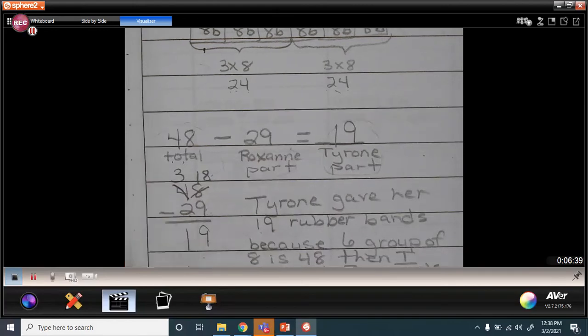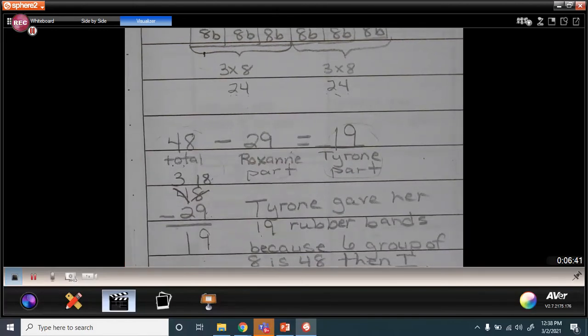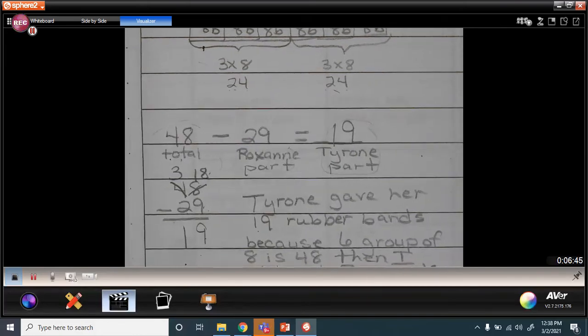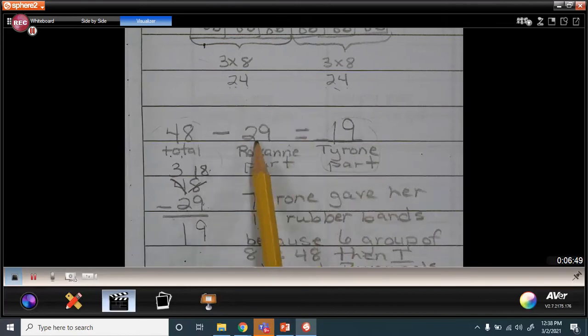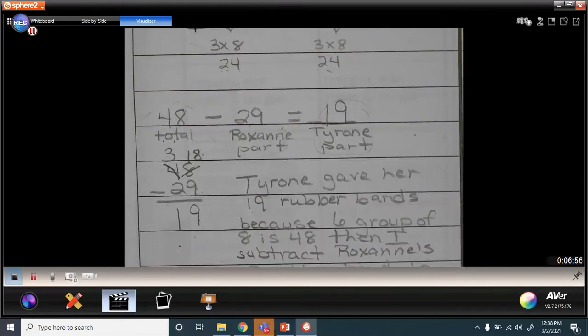Now remember, when you use subtraction, you should be able to use addition to help you check your subtraction. So if I took 19 and I added 29 to that, that would give me my total, which would be 48.